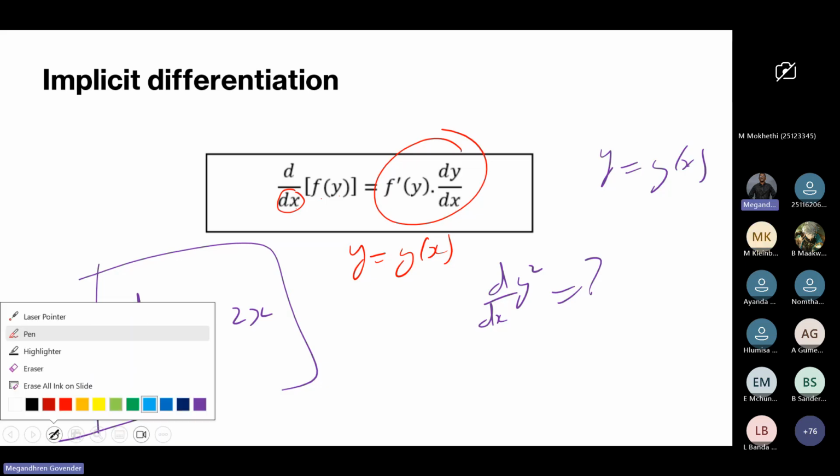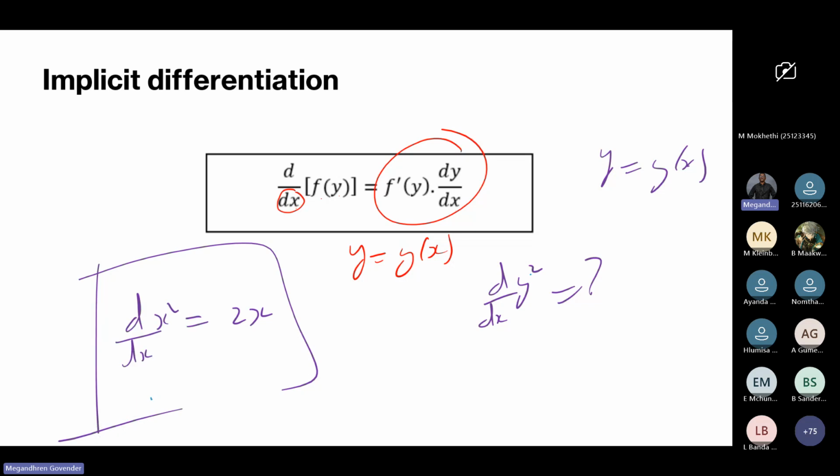But let me ask the question. Let's go back in time. What is the inner function here of y squared? What is the inner function? The inner function is y. Everyone agrees with that. And then you square it, right? So the inner function of y squared is y. What is the derivative of y with respect to x?